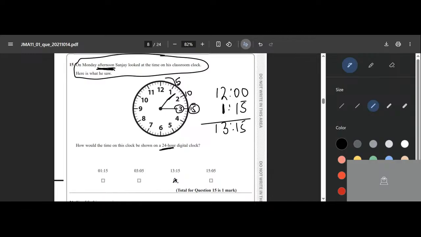The right answer there is supposed to be C, 13, 15, because it's the 24 hour clock system. But if it was in the 12 hour clock system, I would just say 1:15 p.m. Why? Past midday. It has already passed the midday, past midday.